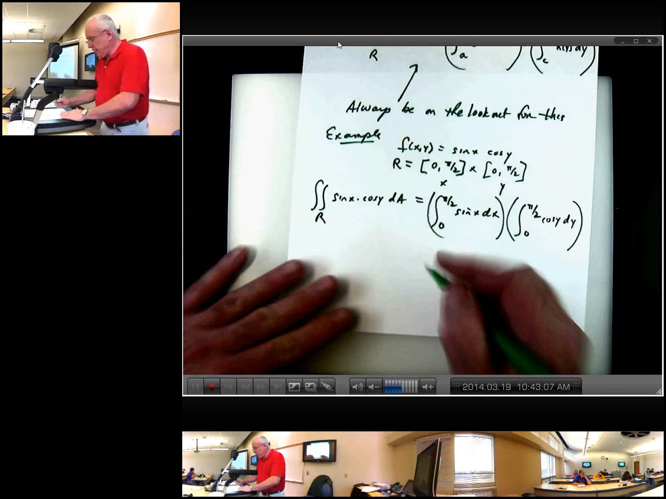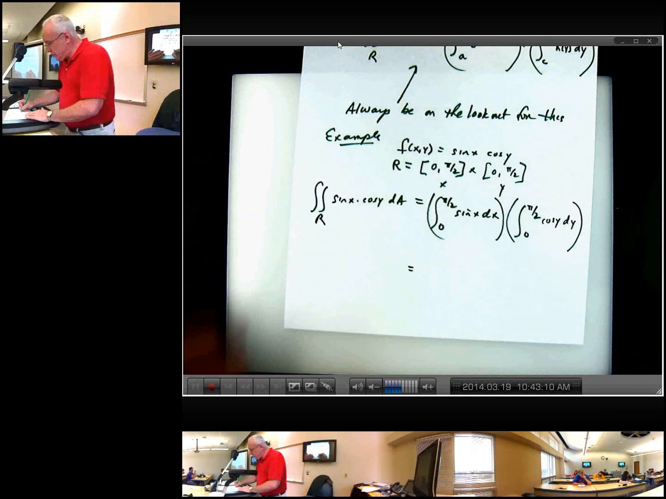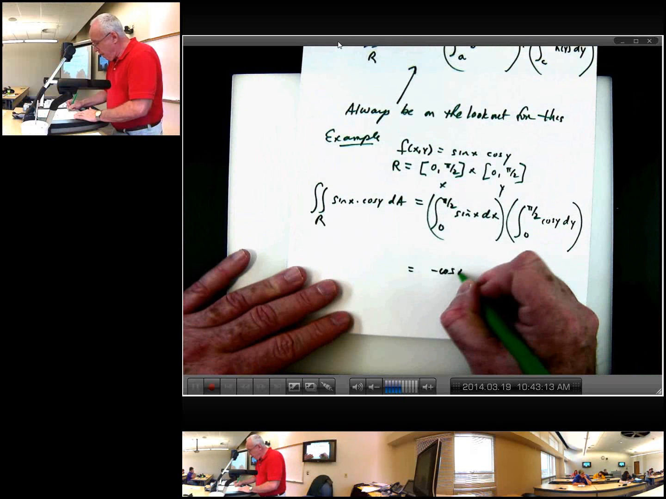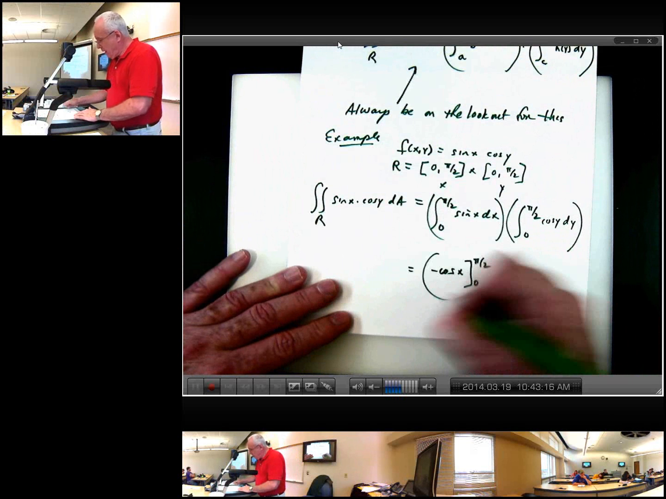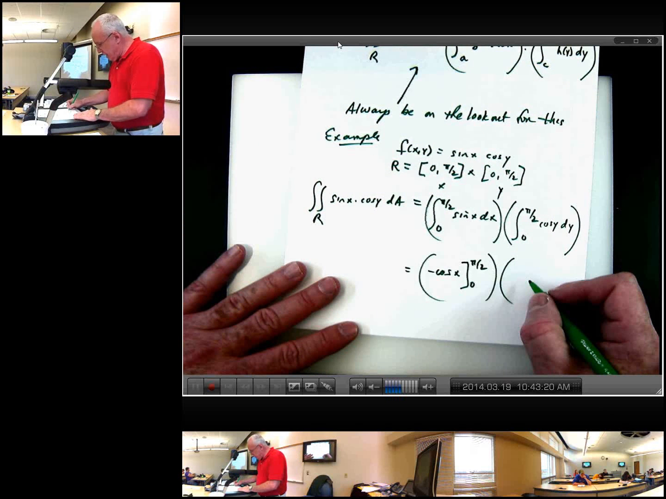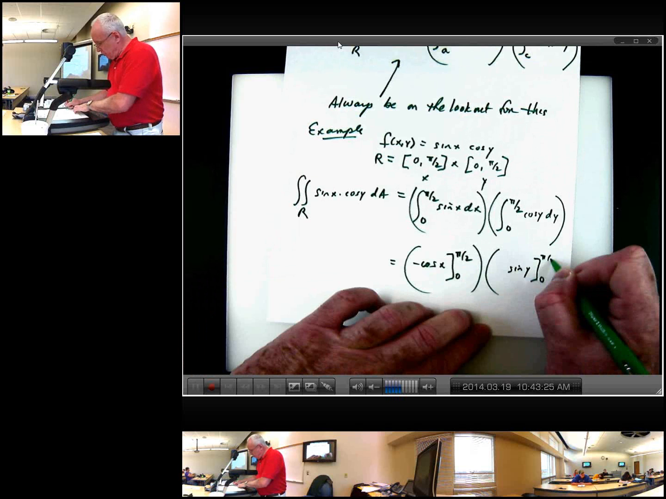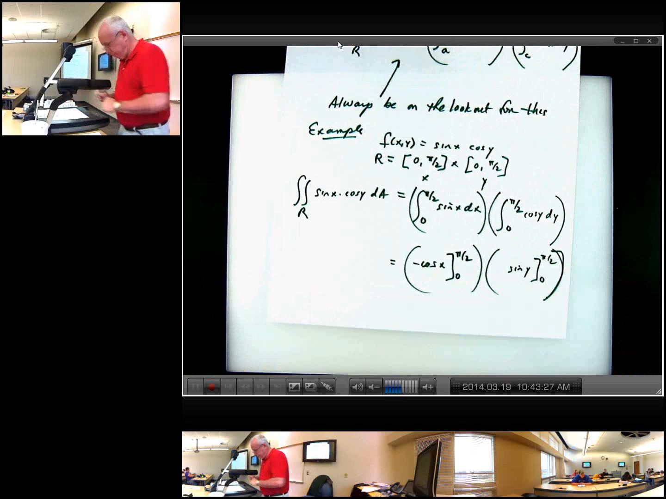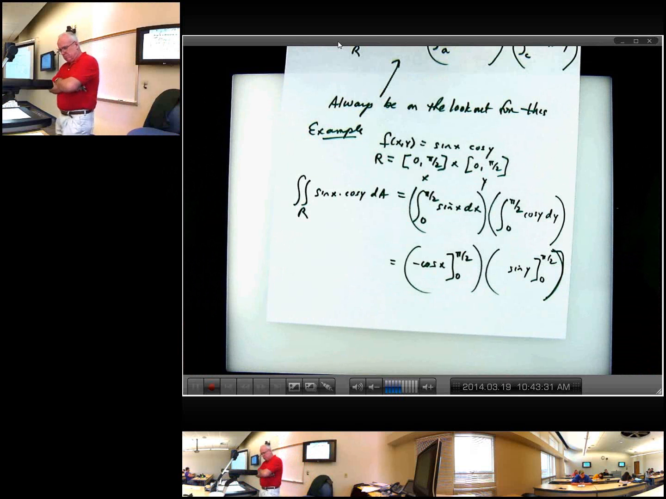Okay, let's see what we get here. The antiderivative of sine is the negative cosine, and we're going from 0 to pi over 2. The antiderivative of the cosine is the sine, and we're again going from 0 to pi over 2. What are we going to get here?